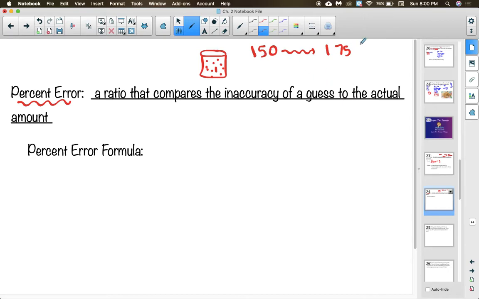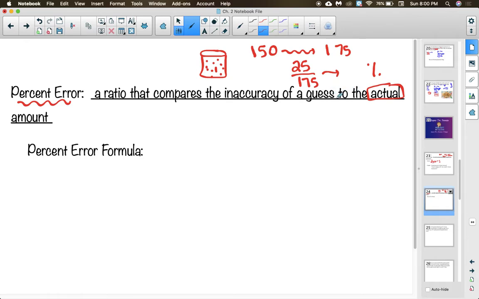So to find the percent error, we would figure out how far away that guess of 150 was. So 175 minus 150 is 25. The guess was 25 jelly beans away. And then I would compare it to the actual amount, the correct amount of jelly beans. So that I would compare it to that 175. That was the correct amount. And then I would do the same thing as before. I would turn it into a percent.